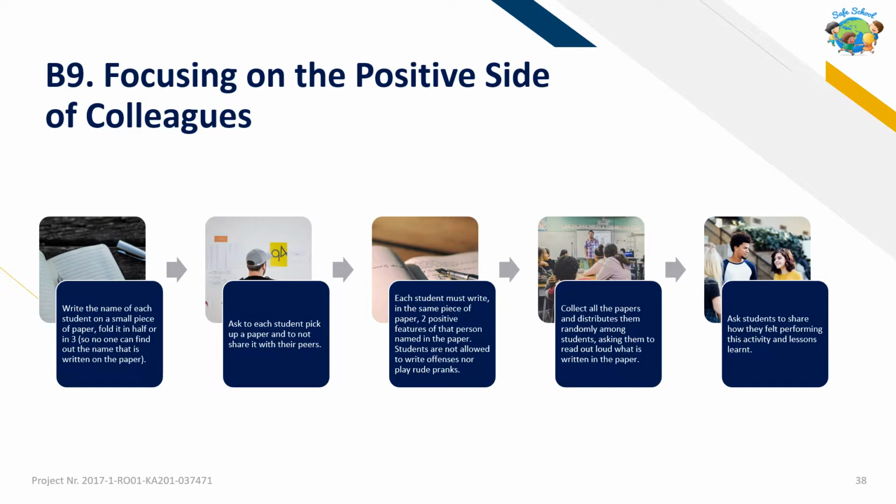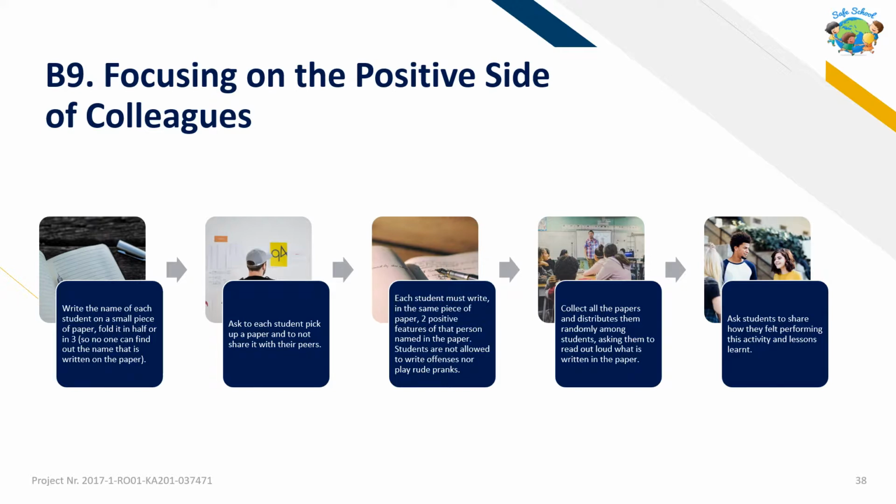For this, the facilitator will write down the name of each student on a small piece of paper and fold it in half or in 3 so that no one can find out the name written on the paper. Then, each student shall take a small paper by randomly taking one out. As each student picks one paper, they must not share the name inside the paper with each other.